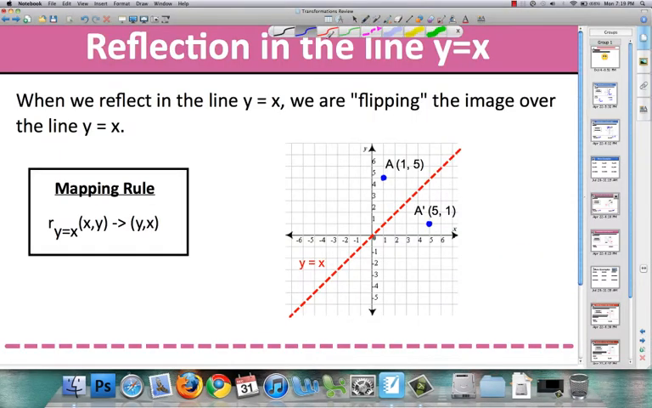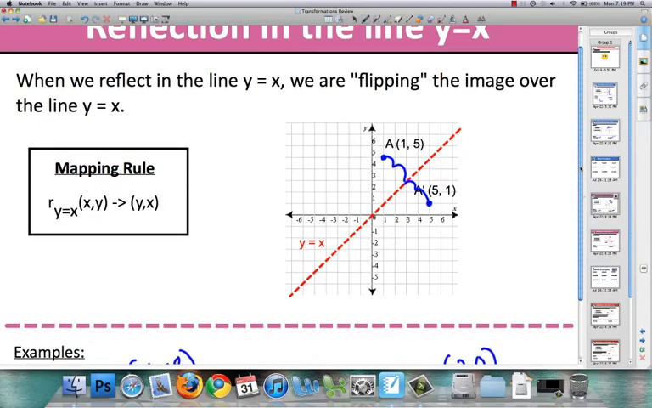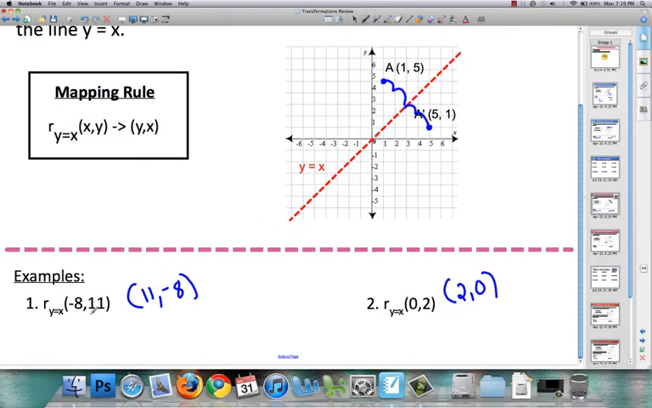For a reflection over the line y equals x, once again, you are folding it over the line y equals x. Line y equals x is right here. It has the points 1, 1, 2, 2, 3, 3, 4, 4. That is our line y equals x. If we see how far away it is, it's 1, 2. So then we'll go 2 the other way. 1, 2. That point now, 1, 5 becomes 5, 1. All that you're really doing is switching your x and your y values. So negative 8, 11 becomes 11, negative 8. 0, 2 becomes 2, 0.